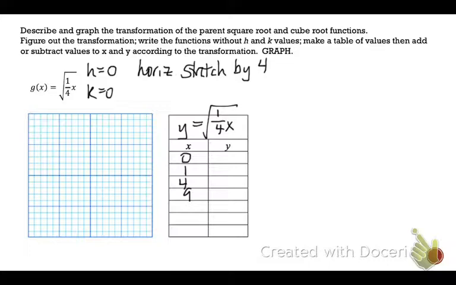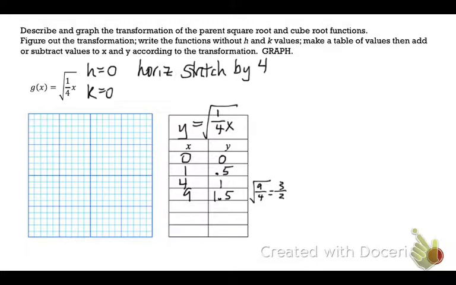So the square root of 1/4 times 0 is 0. Square root of 0 is 0. When I take it times 1, I just get the square root of 1/4, which is 1/2. I'm just going to write that as 0.5. And then a 1/4 of 4 is 1, so square root of 1 is 1. And then 1/4 of 9 is 9/4, and then if you think about the square root of 9/4, that will equal 3/2 or 1.5.